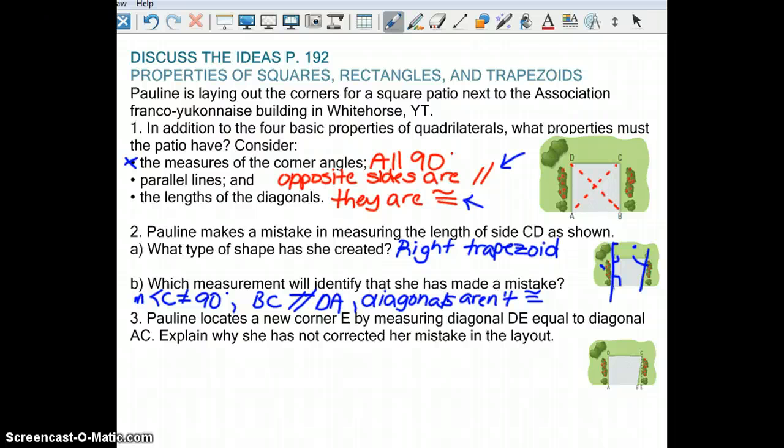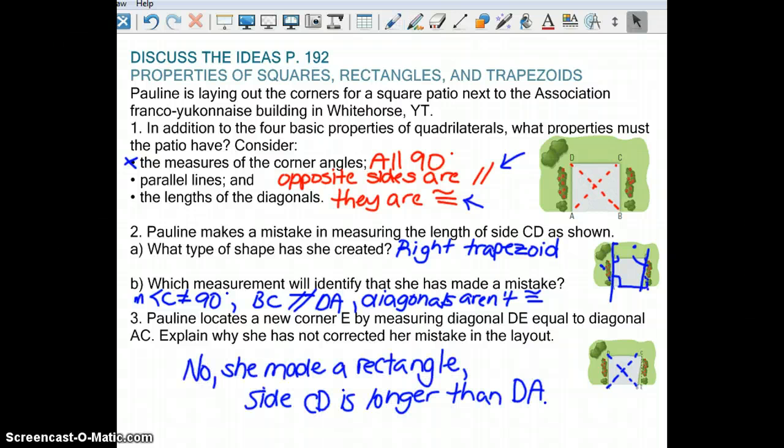Question 3. Pauline locates a new corner E by measuring diagonal DE equal to diagonal AC. So now we have this diagonal and this diagonal are equal. She knows that. Explain why she has not yet corrected her mistake in the layout. So what she actually did here is by moving point E, she made side CD and side AB longer than the other 2 side lengths. So this is actually a rectangle.